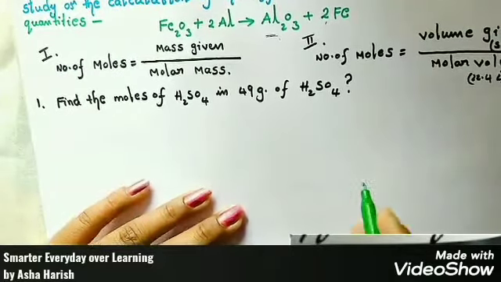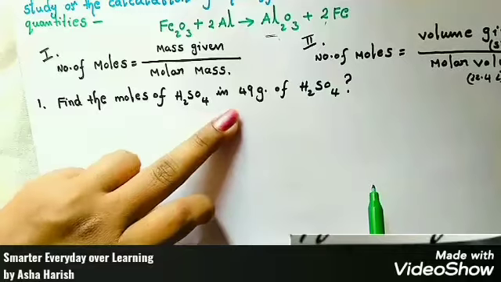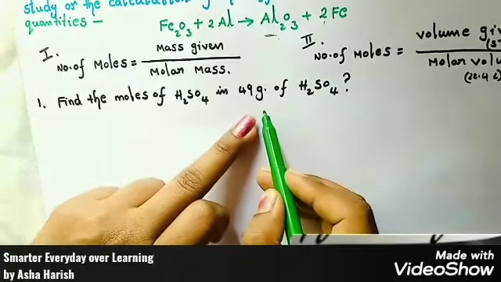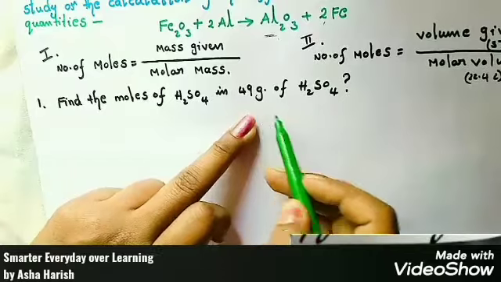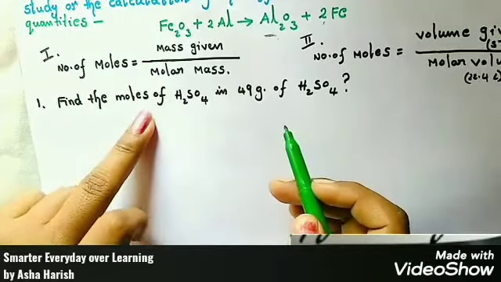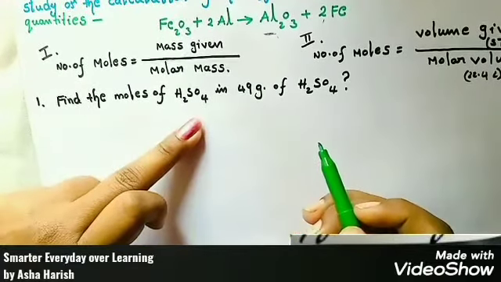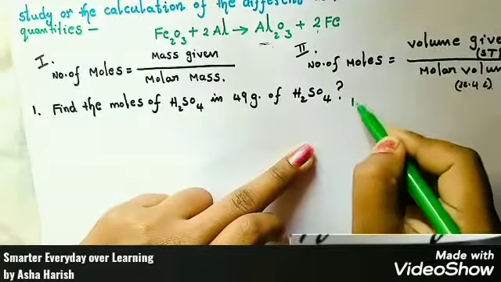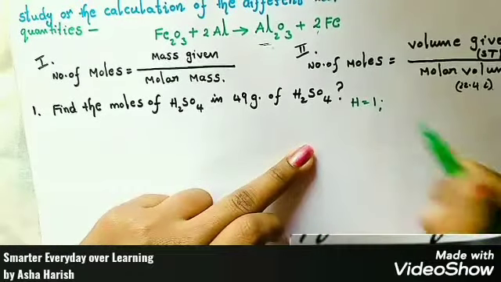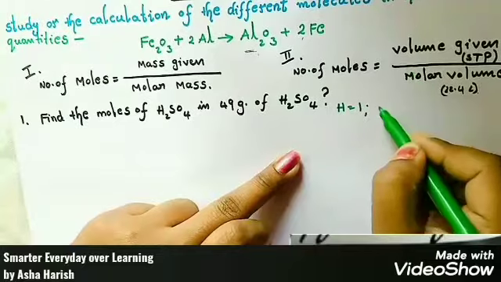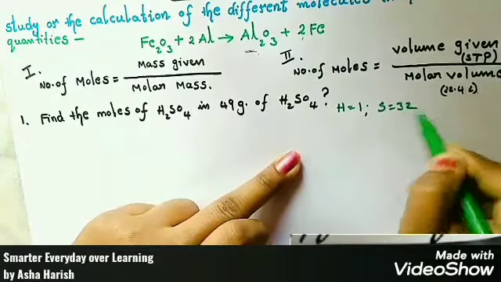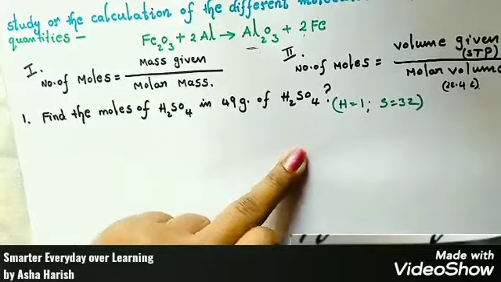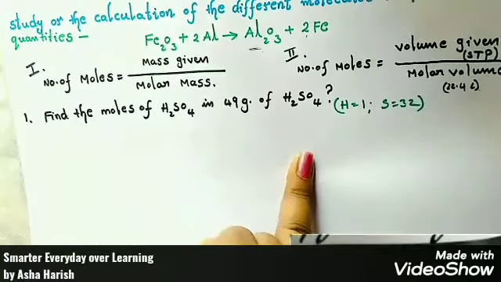See the question, students. Find the moles of H2SO4 in 49 grams of H2SO4. The mass has been given here, 49 grams. So for this we have to find out how many moles of H2SO4 are present in this. So students, in the question itself, the molecular mass of hydrogen has been given, and sulfur's molecular mass also, they are giving like this in the question itself. So let us do the answer for this.